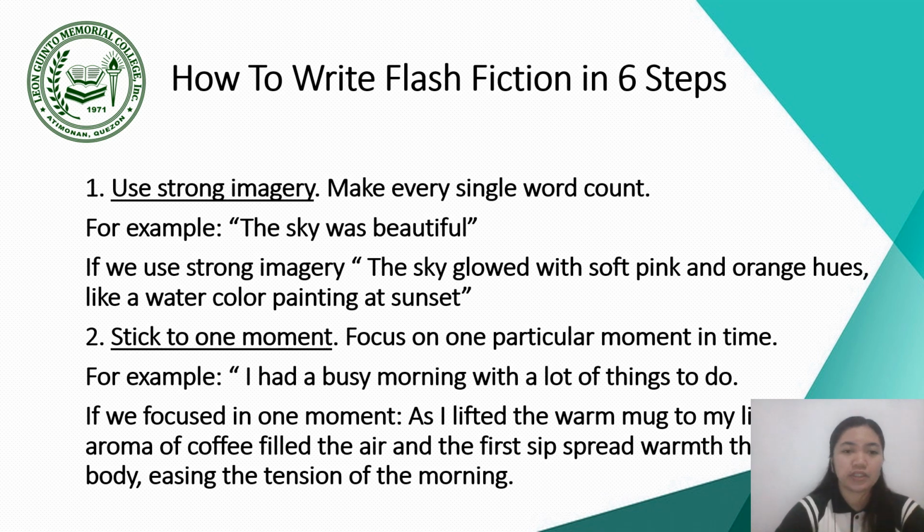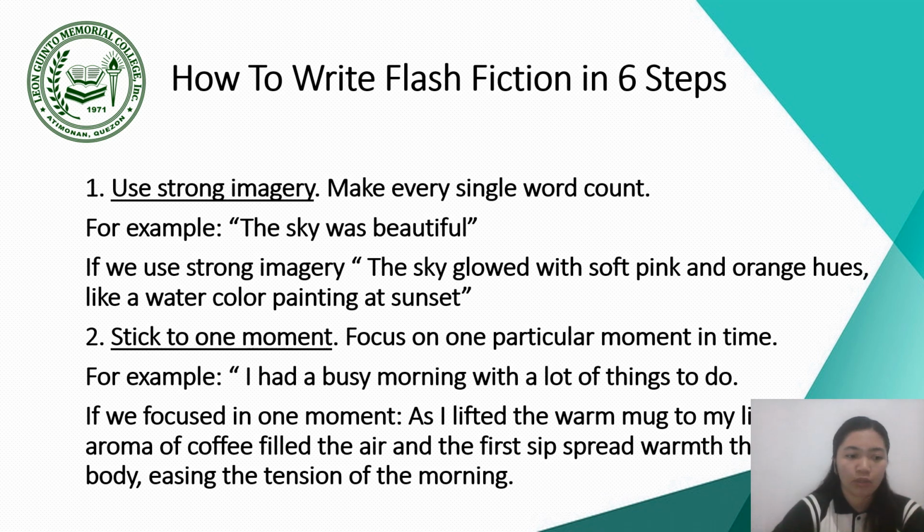So now let's proceed to how to write flash fiction in 6 steps. Number 1, use strong imagery. Make every single word count. It means choose words that create vivid mental pictures for your reader to help them see, hear, or even feel what you're describing. Every word should have a purpose, making the writing more powerful and impactful.